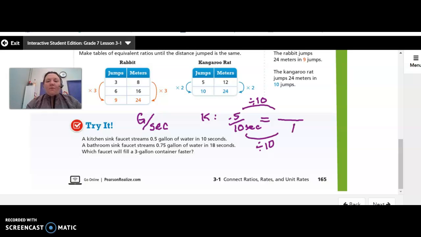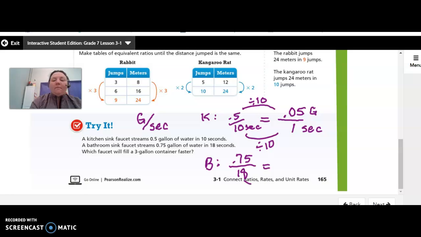And some of you might know the trick: when you divide by 10, you move your decimal 1 place, or you could put that in your calculator and divide it. So my kitchen sink is filling 0.05 gallons every 1 second. And we want to know which one fills faster. So now let's figure out the bathroom sink. The bathroom sink fills 0.75 gallons every 18 seconds.